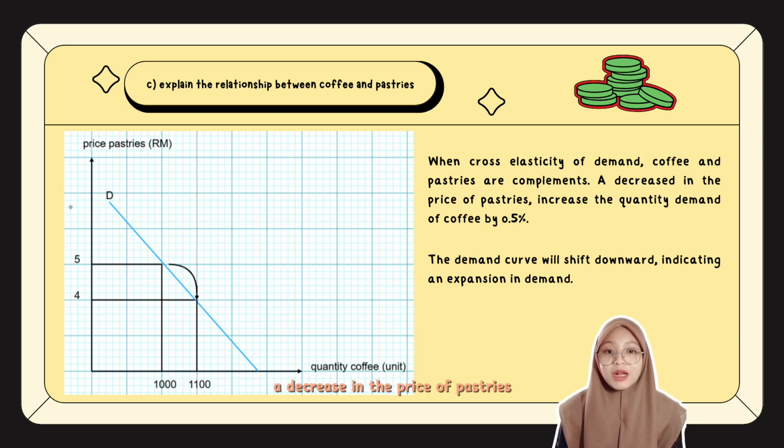A decrease in the price of pastries increased the quantity demanded of coffee by 0.5%. As we can see, based on the graph, the demand curve will shift downward, indicating an expansion in demand.